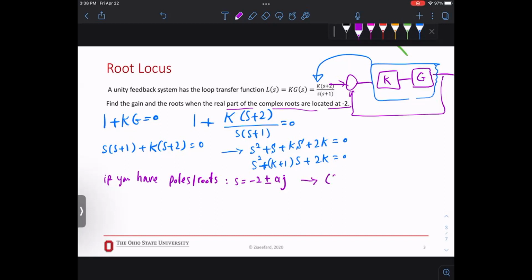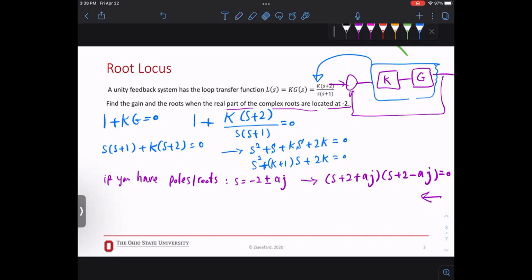How would we get this? (s + 2 + aj)(s + 2 - aj). Right? So if you solve from this end, you get to a second order polynomial, and then the root is going to be this complex value. This is pole placement. You place the pole, create the polynomial.